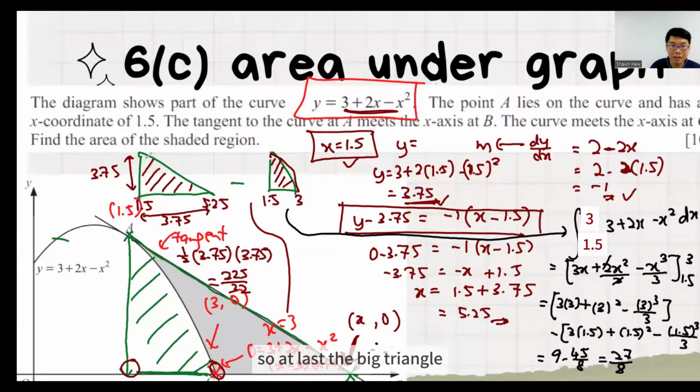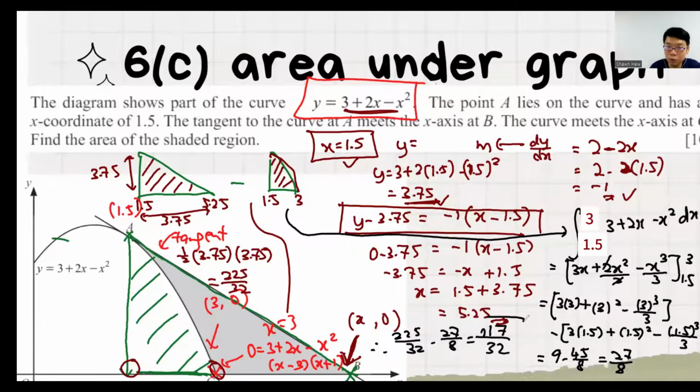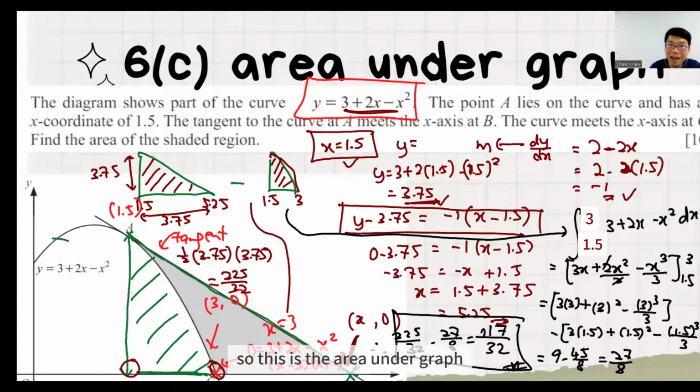So at last, the big triangle minus the area under the curve. Find the answer, 117/32. So this is the area under the graph. Congratulations, 10 marks.